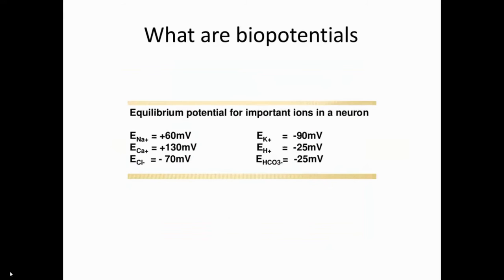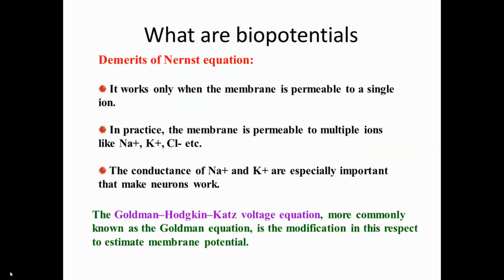So different examples are given, the equilibrium potential for important ions in a neuron. Neuron means nerve cell. But the Nernst equation cannot predict all the voltages accurately, because there are some demerits of this Nernst equation. It works only when the membrane is permeable to a single ion. But multiple ions are present in the system, and they have different amounts of permeability offered by the cell membrane.